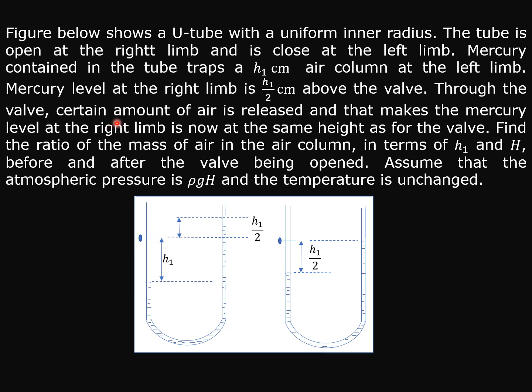Through the valve, a certain amount of air is released, and that makes the mercury level at the right limb now at the same height as the valve. Find the ratio of the mass of air in the air column, in terms of H1 and H, before and after the valve being open. Assume that the atmospheric pressure is ρgH and the temperature is unchanged.